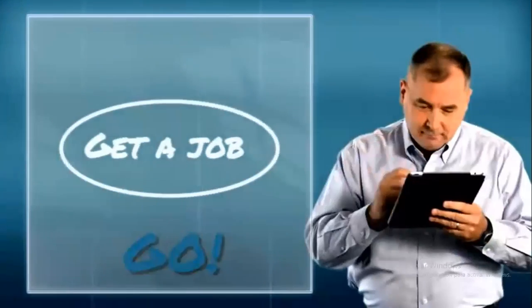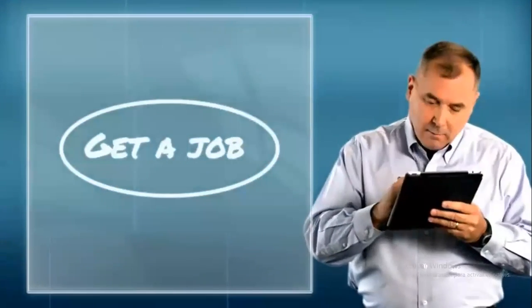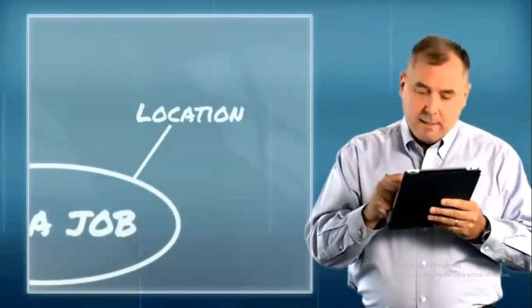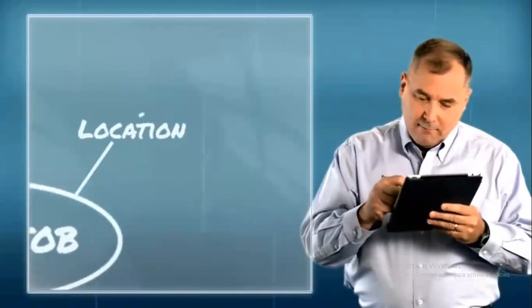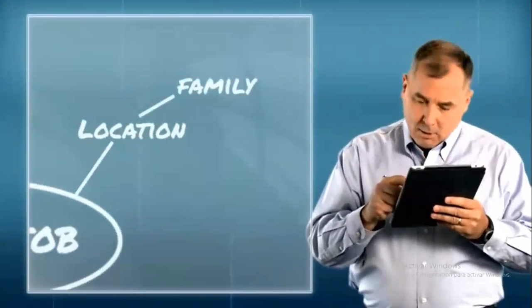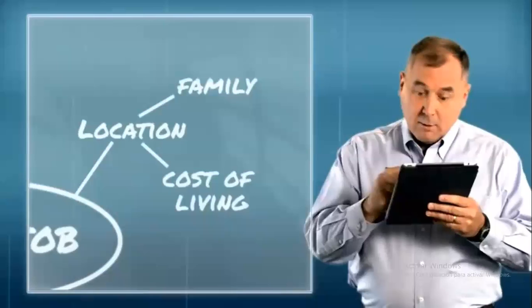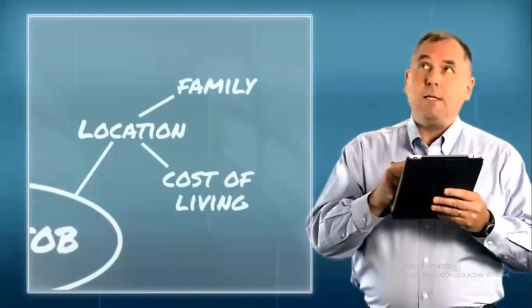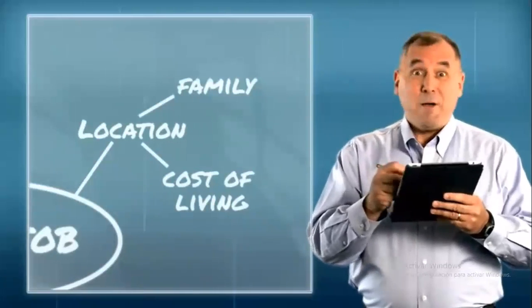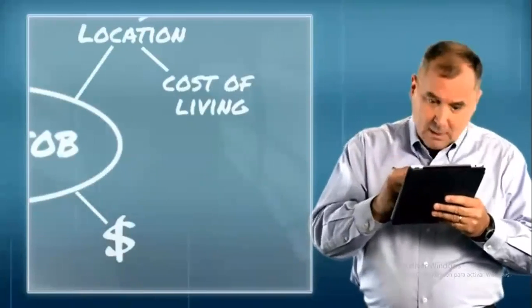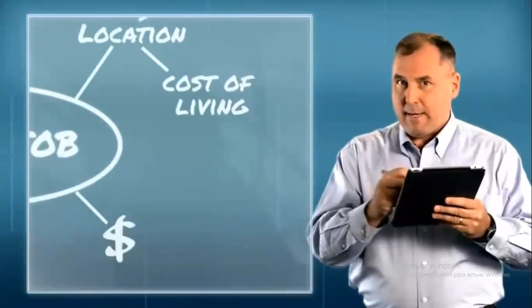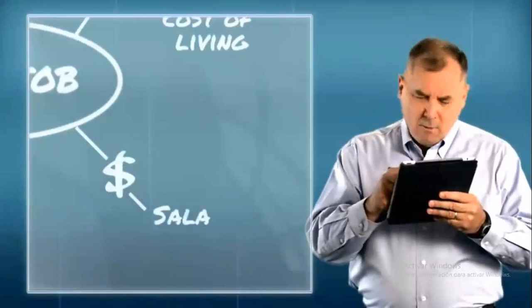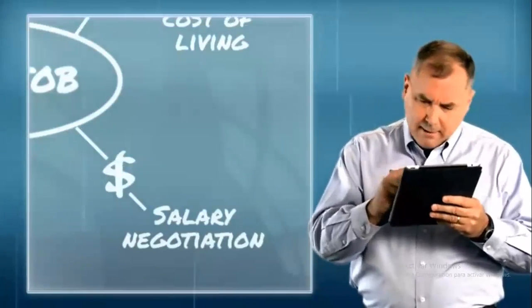Go. Okay, let's see. Get a job. Well, first, location. Location brings the idea of family. Cost of living. Notice I'm drawing rays off of the circle. Let's see. Get a job. How about money? How much money do I want to make? So I'm drawing a symbol now for money, not writing it out because I want to speed the time up. Money. Salary negotiation. I need to know about how to do that.